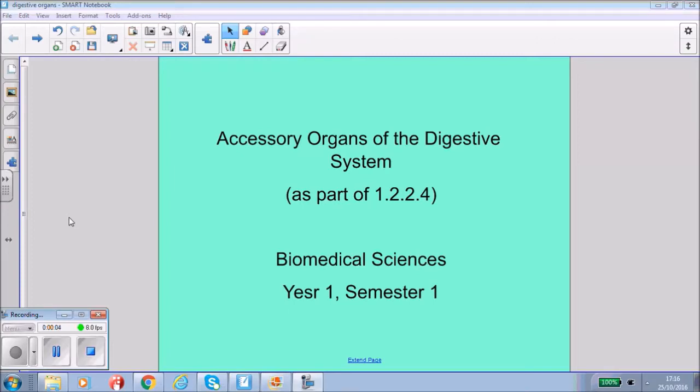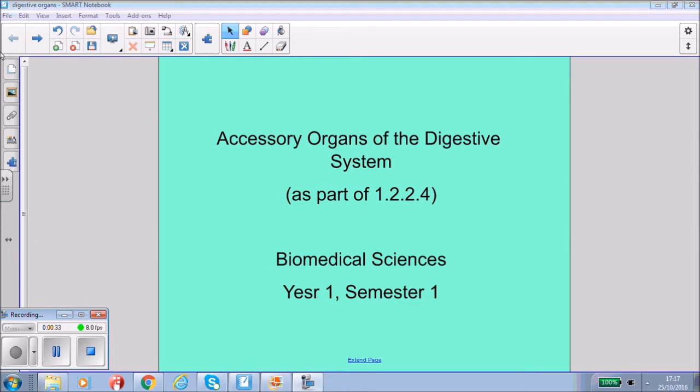In the work you've completed so far, you should have already looked at the gastrointestinal tract and the structure and the function of all the various different parts of it. So now what I want to discuss is the accessory organs: the organs that are not directly part of that big long alimentary canal that runs from the mouth to the anus.